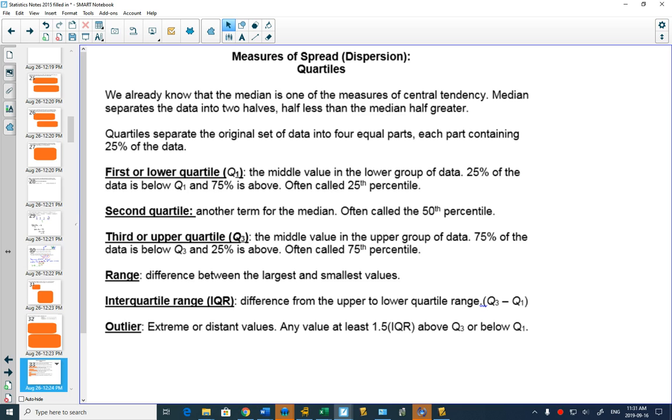So we consider an outlier an extreme or distant value, and the way that we calculate this is we go to quartile 1 or quartile 3, and if something is 1.5 times whatever the interquartile range was, above that or below that, then it would be considered an outlier.